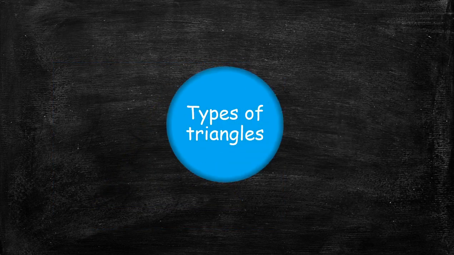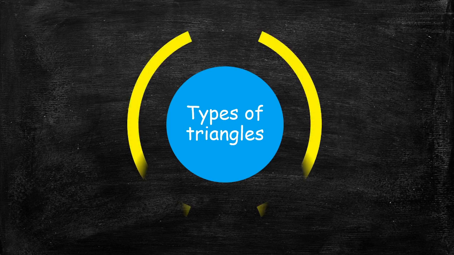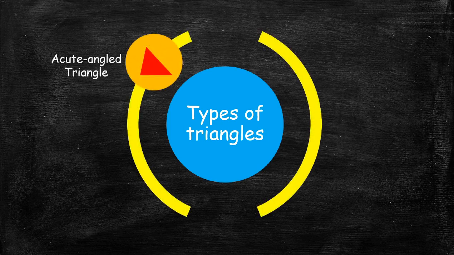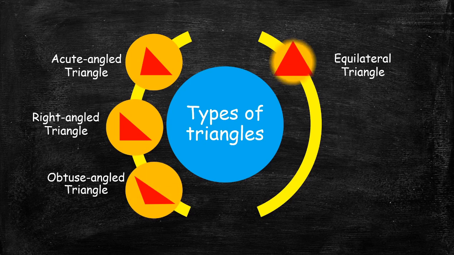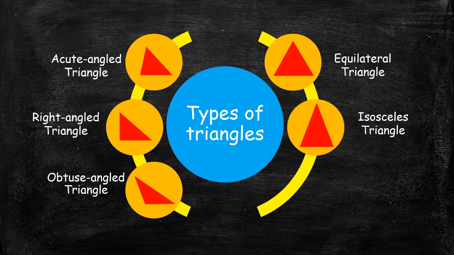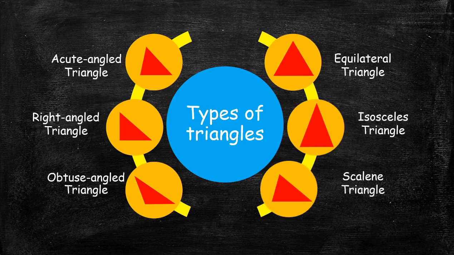So now let's see the types of triangles. There is acute angle triangle, right angle triangle, obtuse angle triangle, equilateral triangle, isosceles triangle and scalene triangle. So there are 6 types of triangle. Acute angle triangle, right angle triangle and obtuse angle triangle are differentiated based on their angles, but equilateral triangle, isosceles triangle and scalene triangle are differentiated based on their sides.